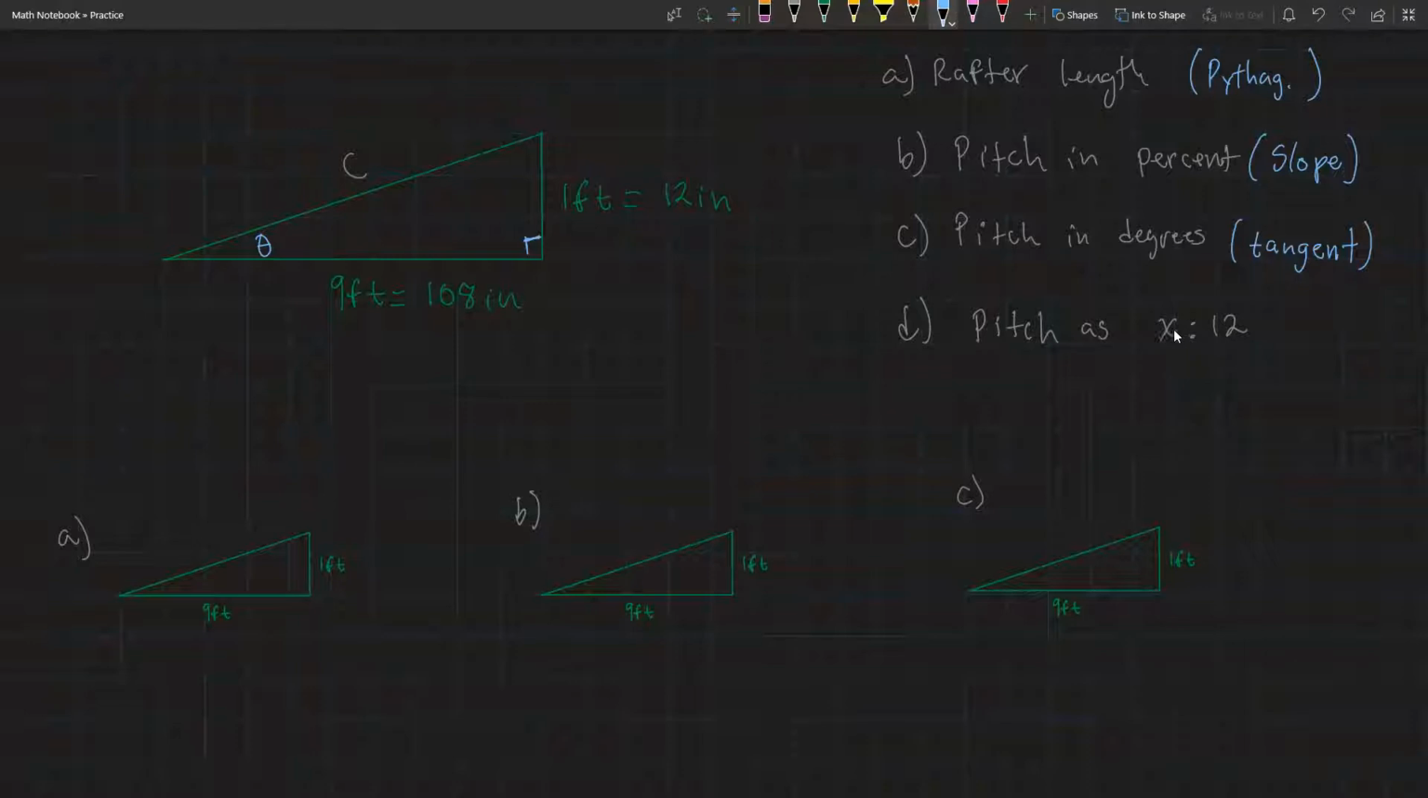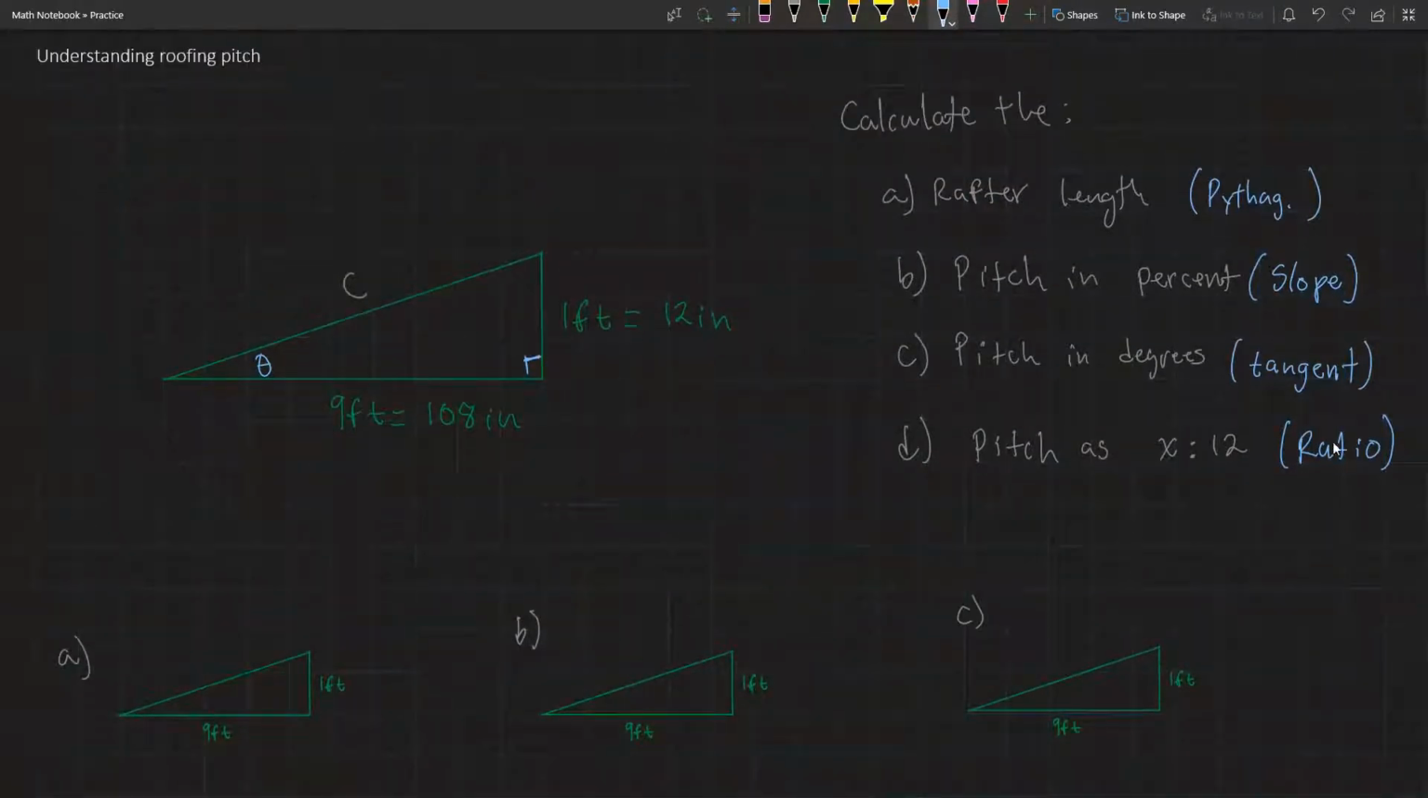Having said that, the last one is the standard convention for roofing ratios. This is a ratio. Remember that x, semicolon 12 just means another fraction, like x over 12. This is just a ratio, so hopefully you're okay with ratios and solving proportions and stuff like that. All right, so those are the main ideas behind the roofing pitch. So let's solve those now down below.